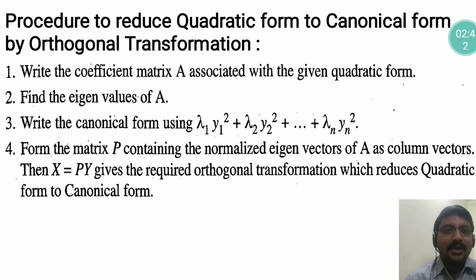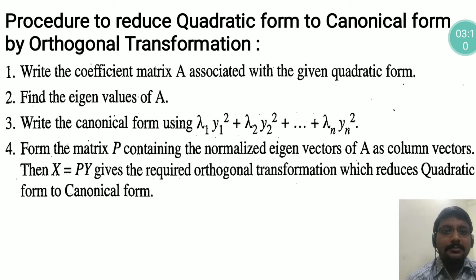The first step is we have to write the coefficient matrix capital A, that is the symmetric matrix capital A which is associated with the given quadratic form. In the second step, we have to find all eigenvalues. In the third step, write the canonical form using the expression lambda 1 y1 square plus lambda 2 y2 square plus and so on plus lambda n yn square.